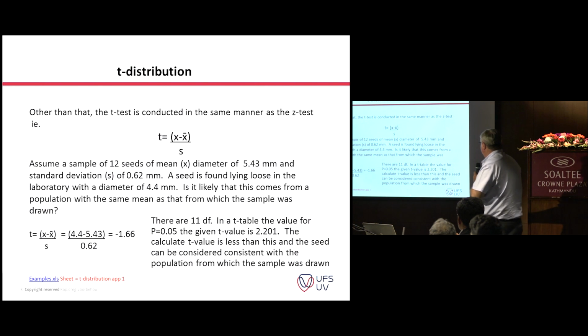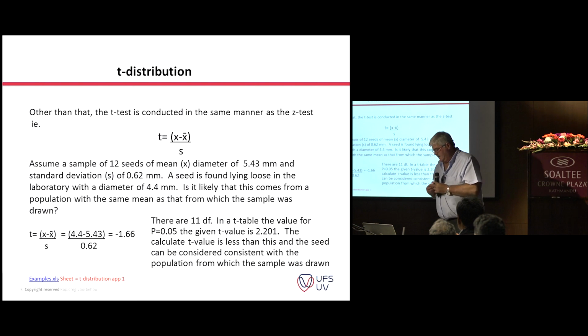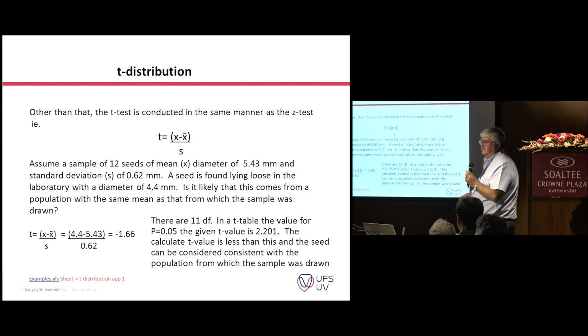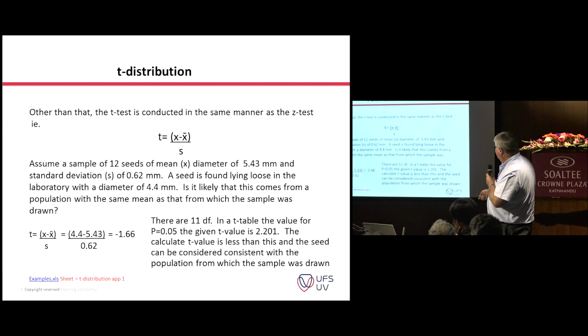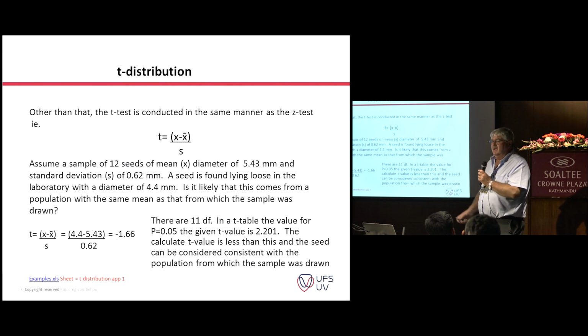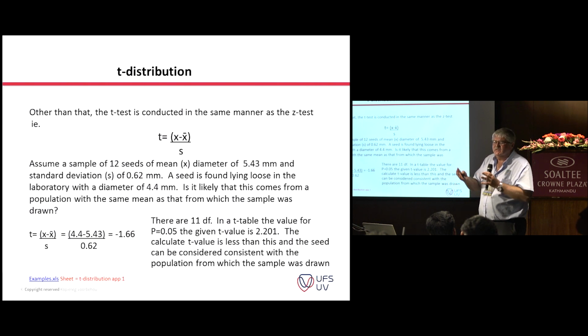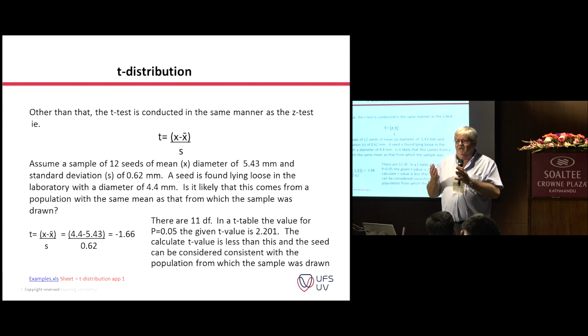If I calculated, and I've got that on my spreadsheet, I won't go into it now, but it's there for you to calculate. If the difference there was more than 1, let's say it was 2, then double the value, so it was what, 3.2. It's bigger than the table t-value. In other words, I can say that the seed comes from a different population. It's not part of that population.